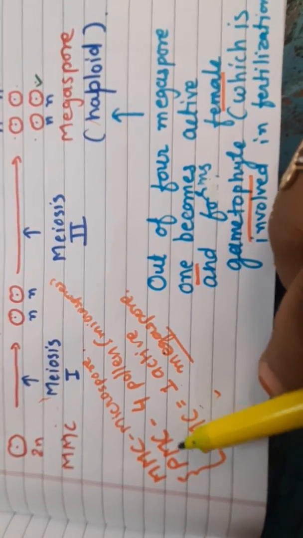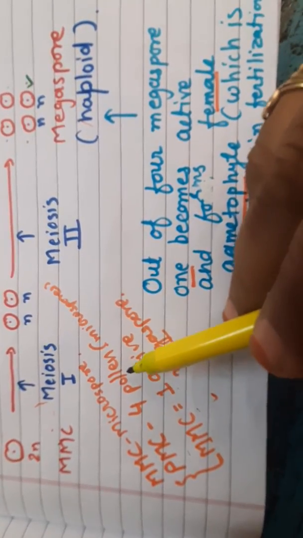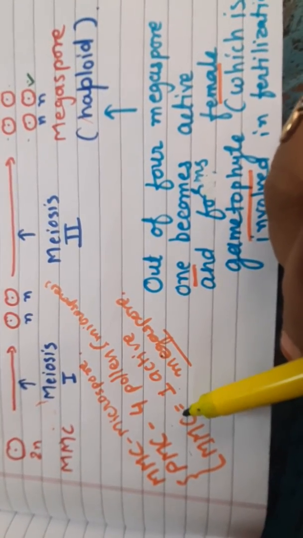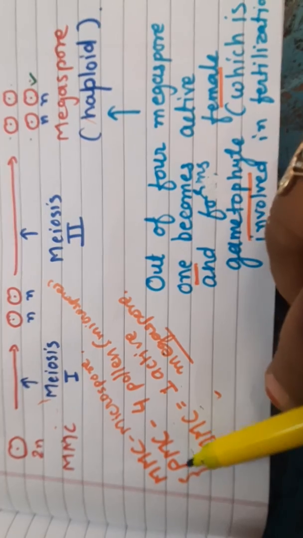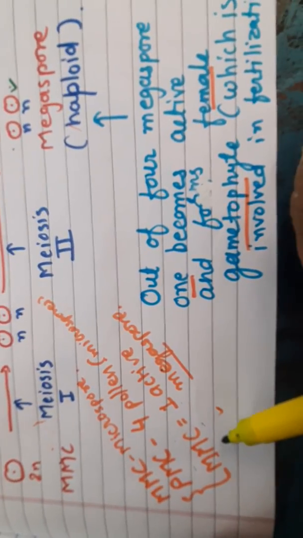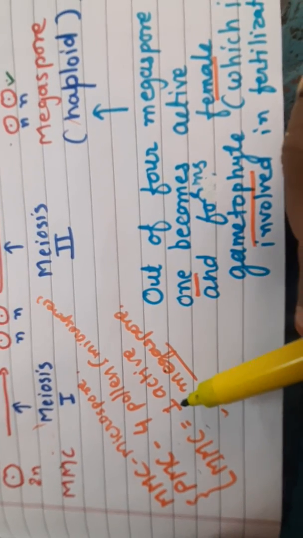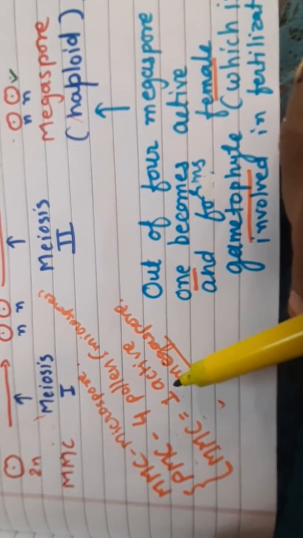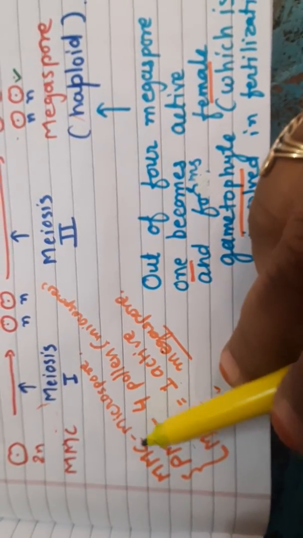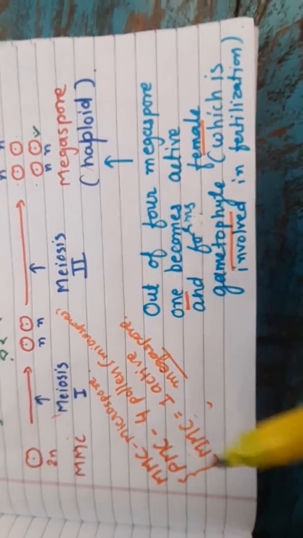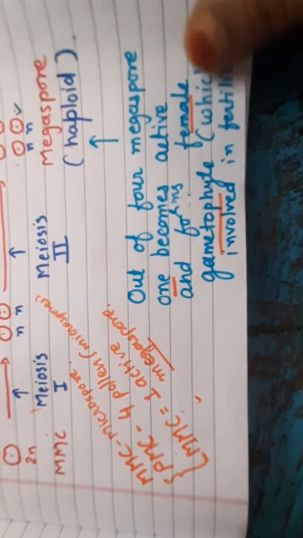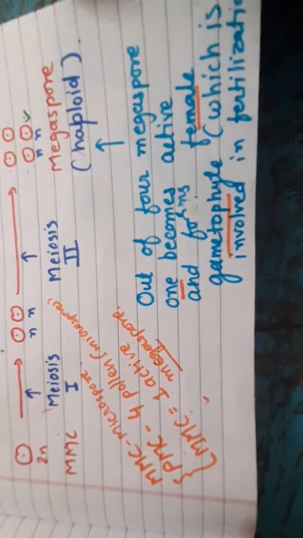While from one pollen mother cell, we are having 4 pollen grains. This is an important point from the point of view of sums. So from one pollen mother cell, we are having 4 pollen grains, and from one megaspore mother cell, only one active megaspore. That pollen mother cell is also known as a microspore mother cell. The female gametophyte is also known as the embryo sac.